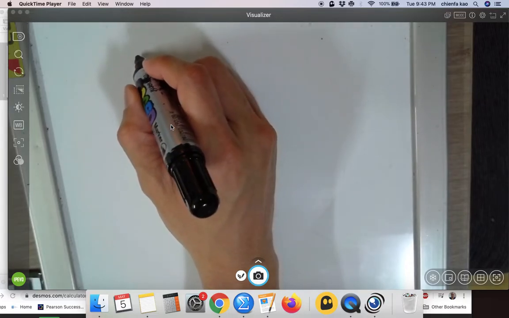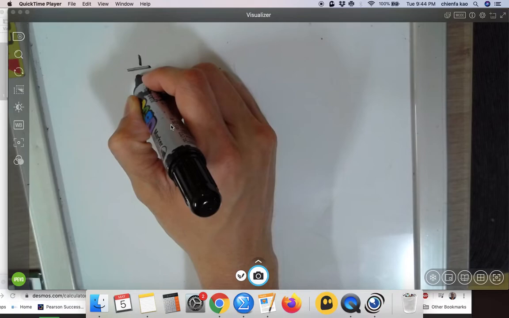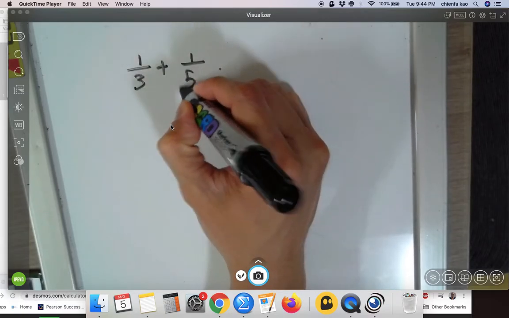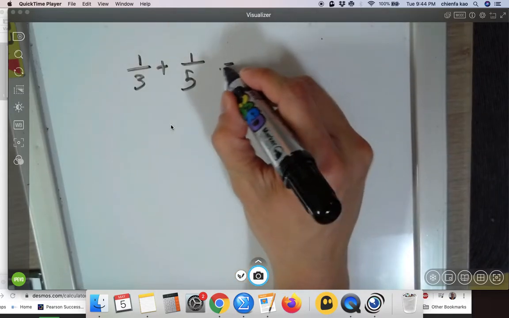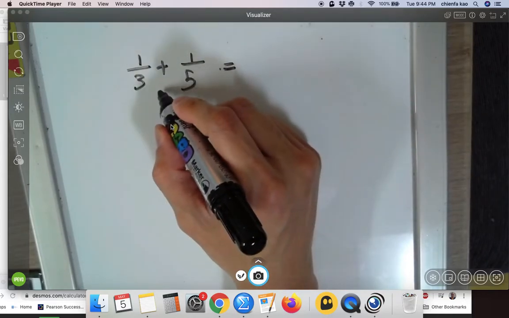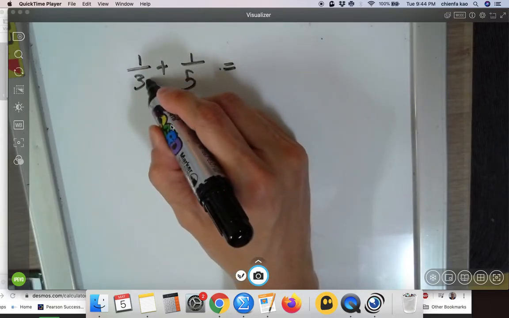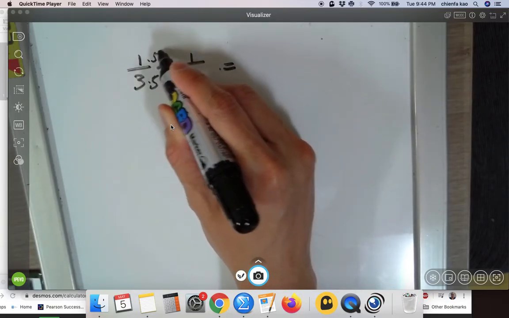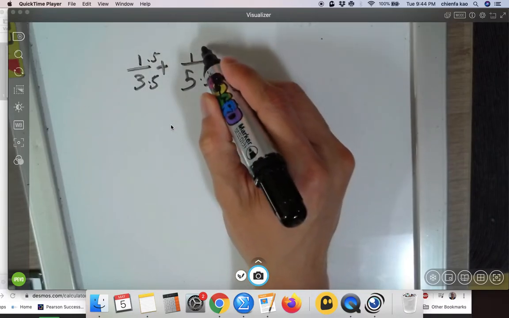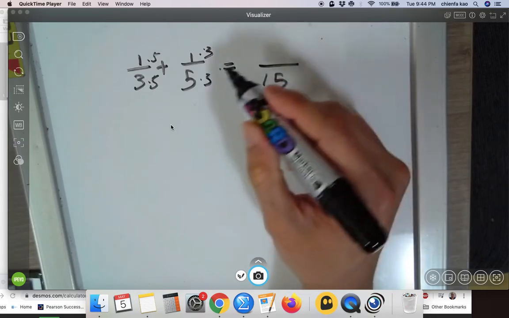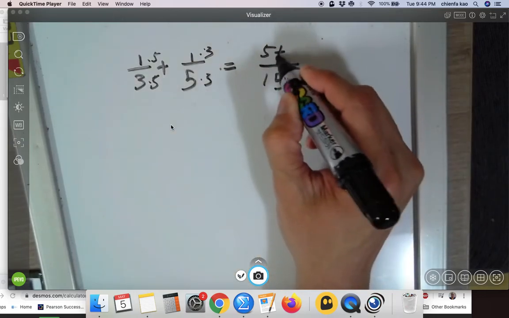Everyone should remember how to do this. If you remember how to do this, you will be fine doing this chapter. Make sure you have the least common multiple. How do you do that? Obviously, for 3 and 5, it's 15. So you multiply 5 top and bottom here, and 3 top and bottom here. So it becomes 15 in the denominator and 5 plus 3, right?